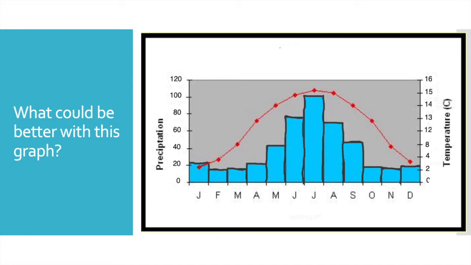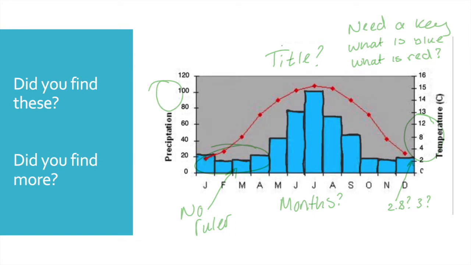Brilliant. So let's have a look to see how many we all managed to find. Did you all pick up on these? Let me show you what I found. Let's work from left to right. First thing we have is precipitation. That's like the level of rainfall or the amount of water being shed in an area. We don't know if that's litres, cubic meters, or millimeters. I assume it's millimeters, but there's no measurement, so that's no good. If you're looking at this, you don't know what it means.